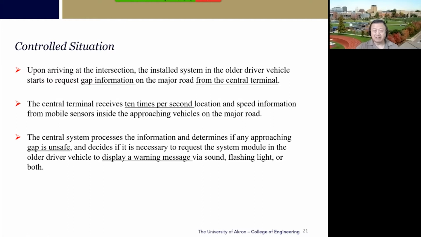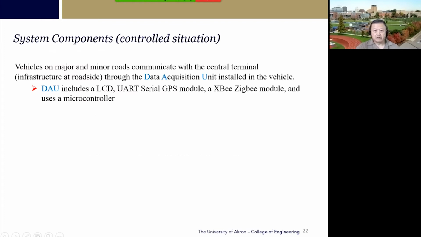In case it's unsafe, the central system will send a request to the system module in the auto driver vehicle to display a warning message, either by sound or flashing light or both. The system components will include an LCD, a GPS module and Zigbee for data communication, and of course a microcontroller that runs the whole system.